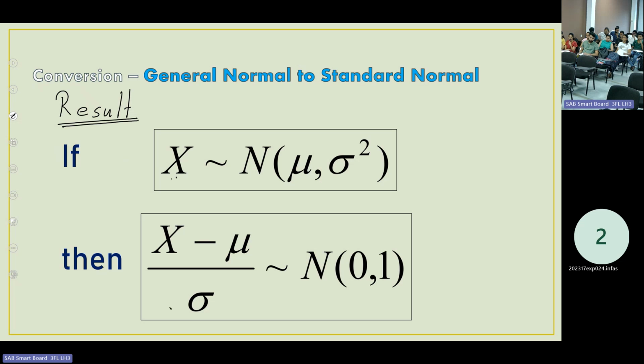X minus mu over sigma. What is mu? Mu is the mean of this variable. What is sigma? Sigma is the standard deviation of this.